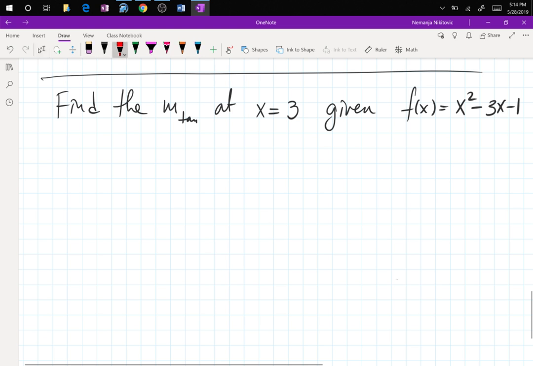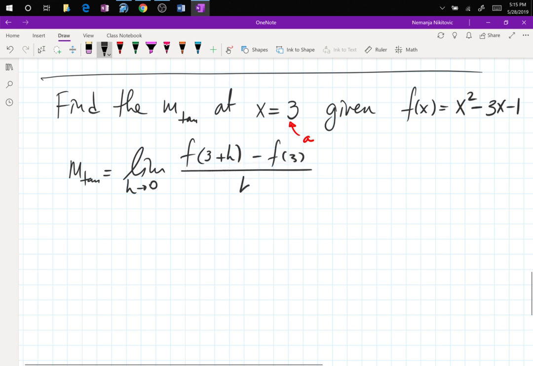Well, first off, this 3 is our a, because you are looking for the slope at x equals a. So our a is 3. Then we have, so slope of the tangent line will be limit h goes to 0. And now I need my f of a plus h, which is actually a is 3, minus f of 3 divided by h.